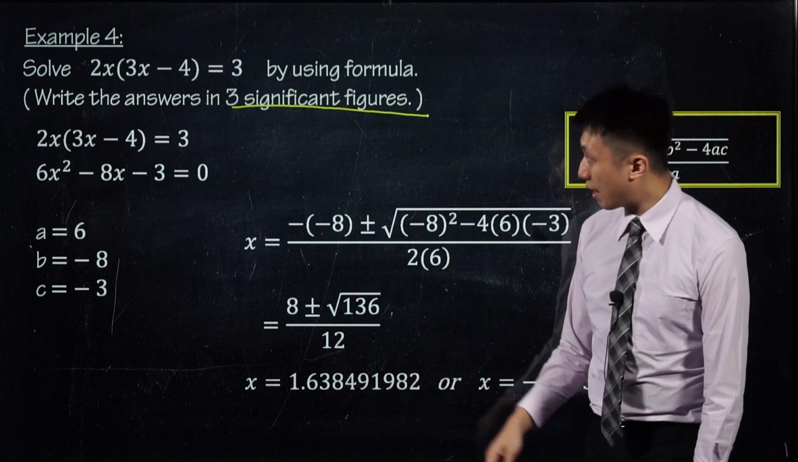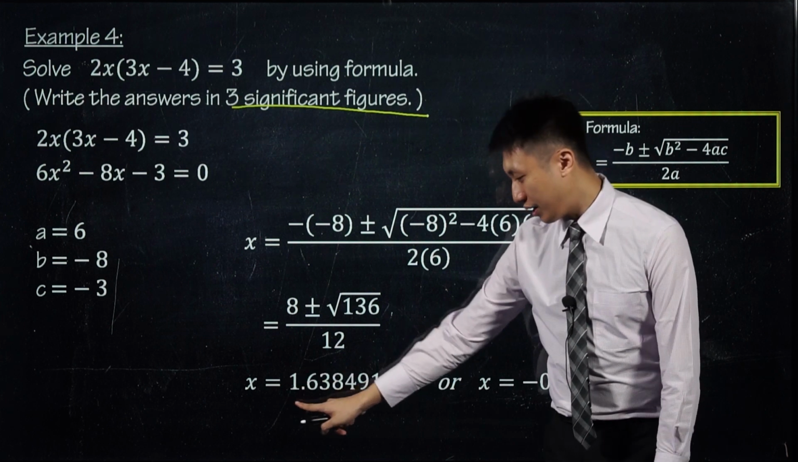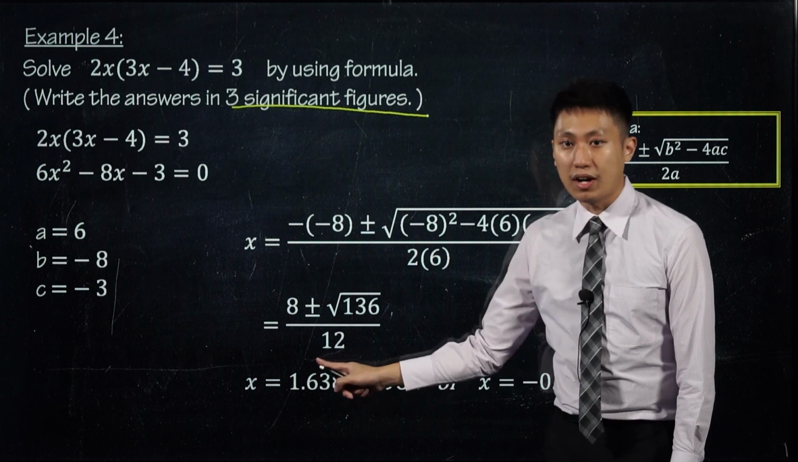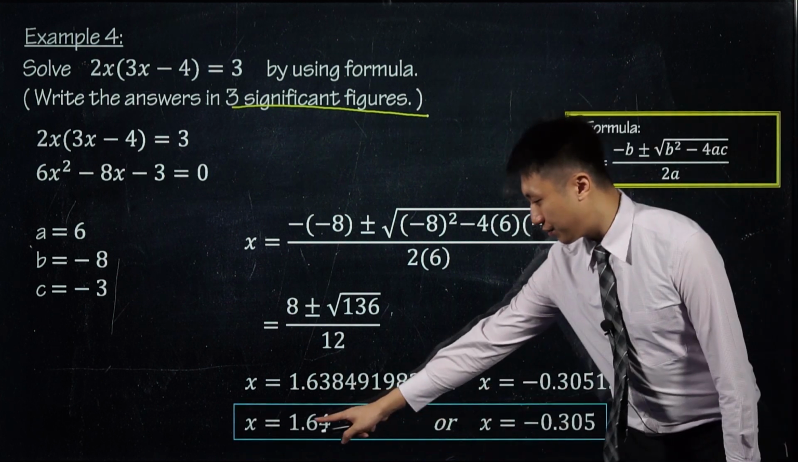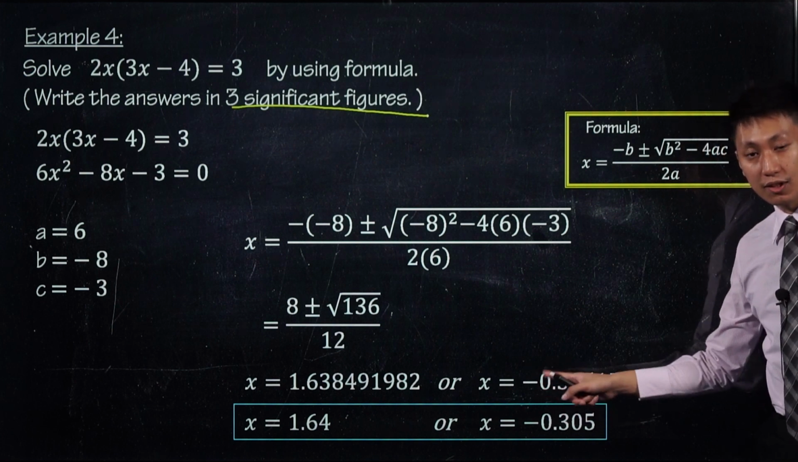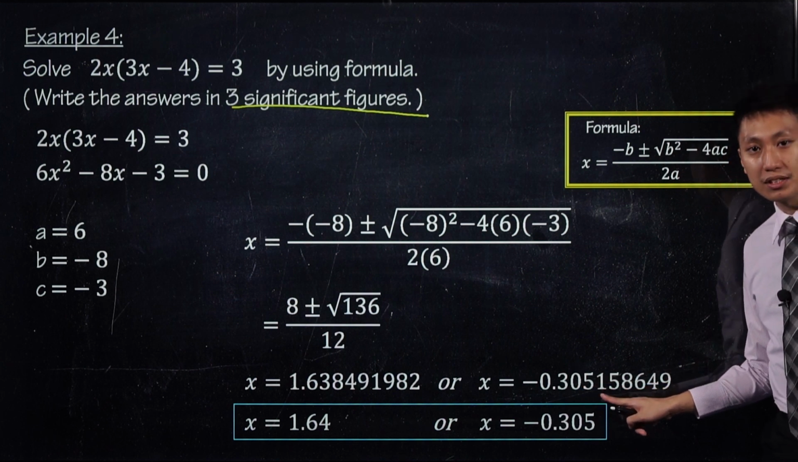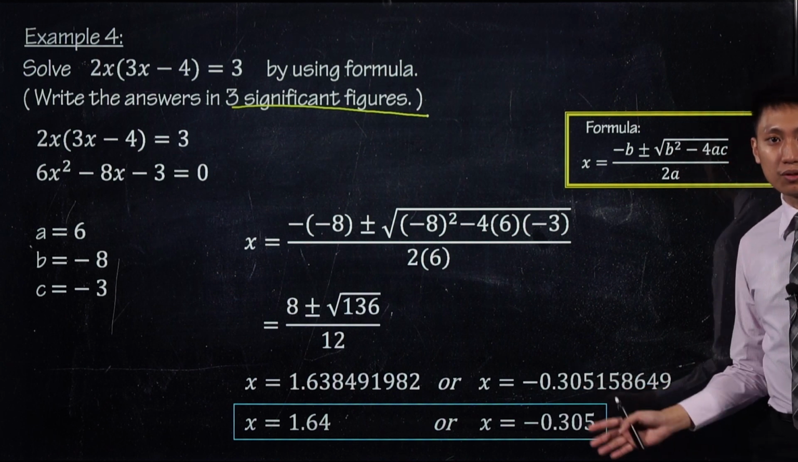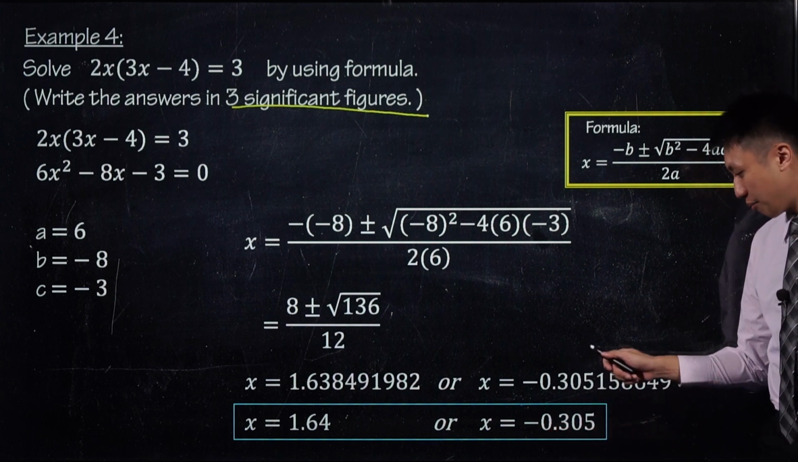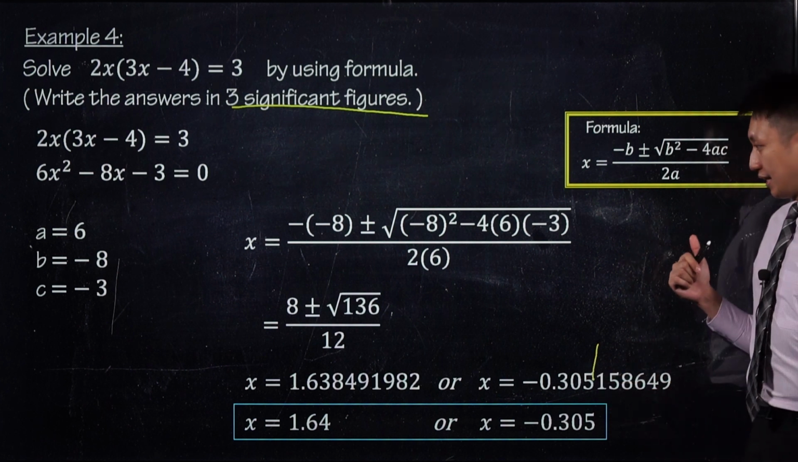And what do I do now? I want 3 significant figures, means count from the first one. 1, 2, 3. Then I don't want 8 anymore. I want to add up, round up. So it's 1.64, and also here, this one is not counted, okay? This is not counted, so it's 1, 2, 3. This one is discarded because 1 is less than or equal to 4, so round down. So -0.305, up to here, then I stop. Okay? Easy, let's go.